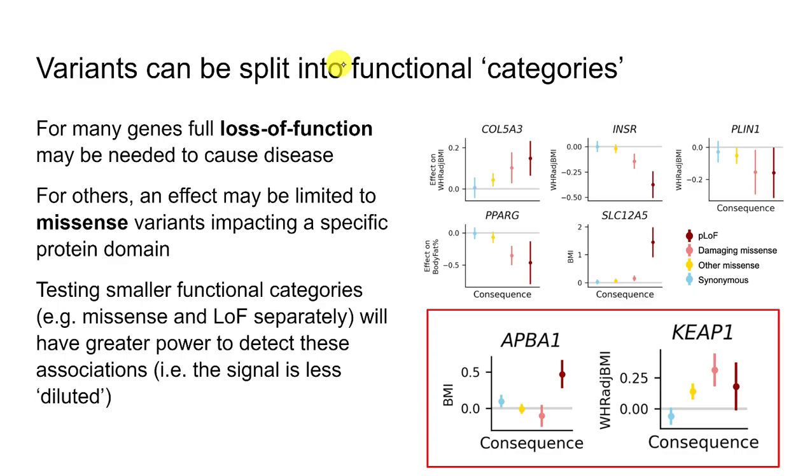So these graphs are in a gene, grouping different types of variants together and then seeing what the effect is. Yeah, exactly.